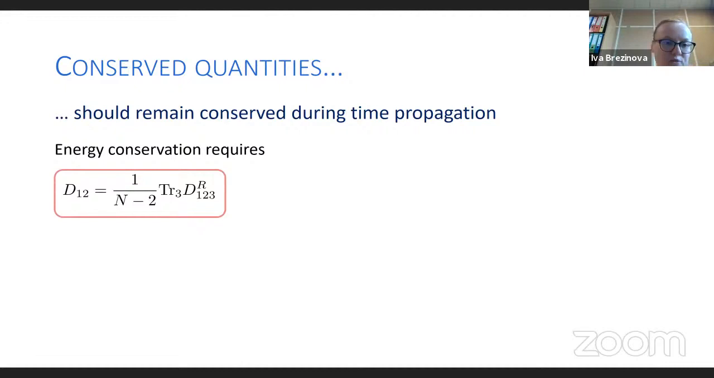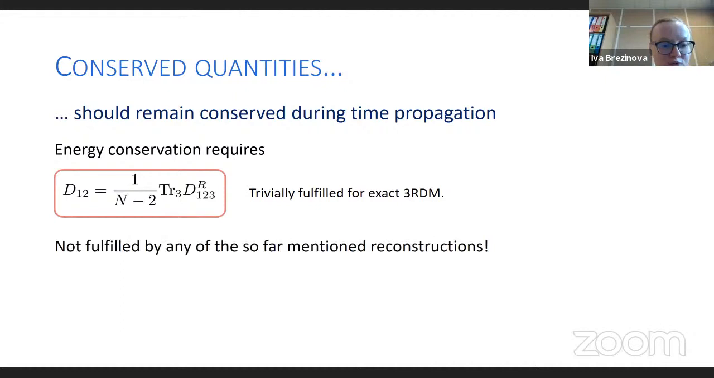So for example, energy conservation, but also this consistency between the hierarchies, between the first and the second, requires that the three-particle reduced density matrix correctly contracts upon tracing out the third particle to the two-particle reduced density matrix. So any reconstruction function we use here should have this property. And of course, this is trivially fulfilled for the exact 3RDM, so three-particle reduced density matrix, but it is not fulfilled by any of the so far mentioned reconstructions.